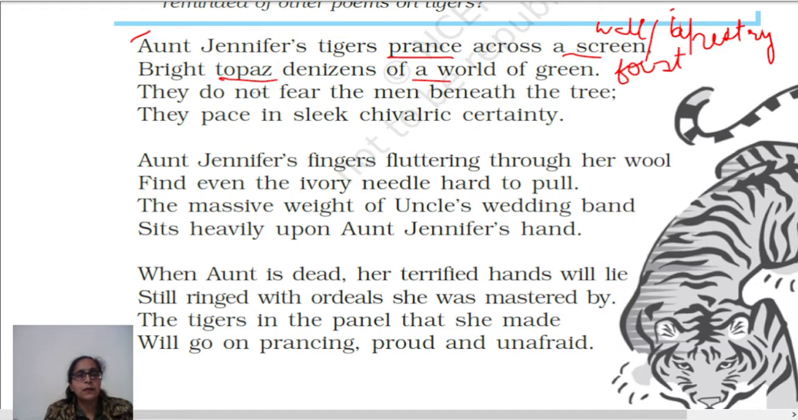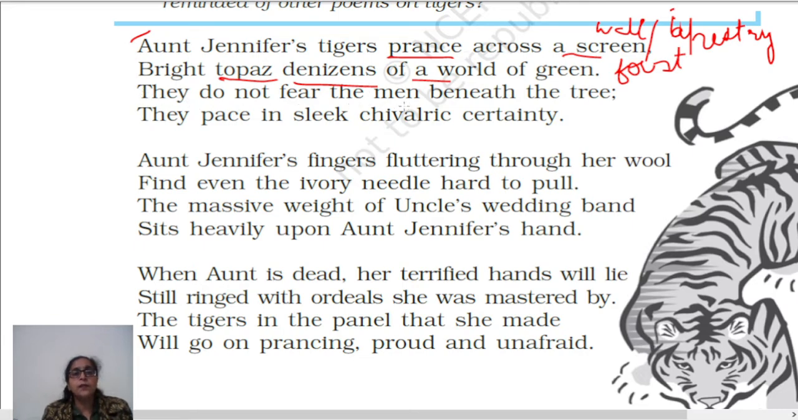Okay. So now, bright topaz denizens. Topaz is a precious stone that is golden yellow in color, and the poet here is describing the color of the tiger, whom she is calling denizen. Denizen is an inhabitant or someone who is living at a place. So she says that the tigers, which are generally the inhabitants of a forest, are bright yellow in color, though that kind of tiger has been made by Aunt Jennifer on a wall or a tapestry.